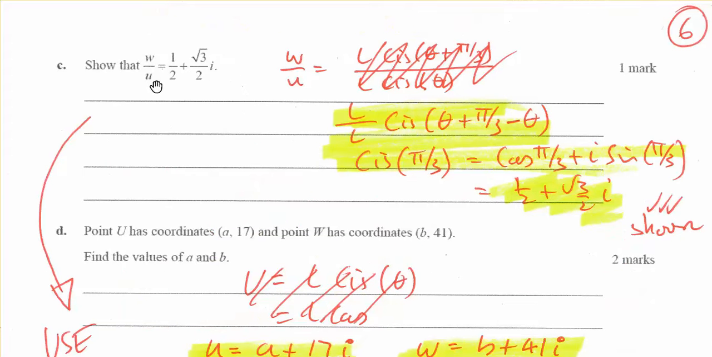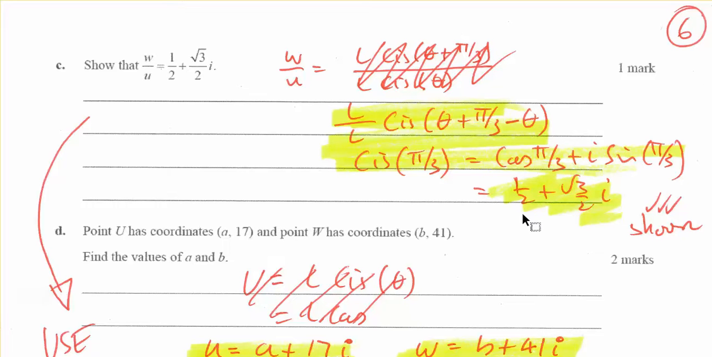Show that W divided by U is going to be equal to this. So I've used the cis form, and then by the rules of dividing complex numbers in cis, we divide the magnitudes and we take the top angle minus the bottom angle, and then we end up with this, then expanding using pi on 3.